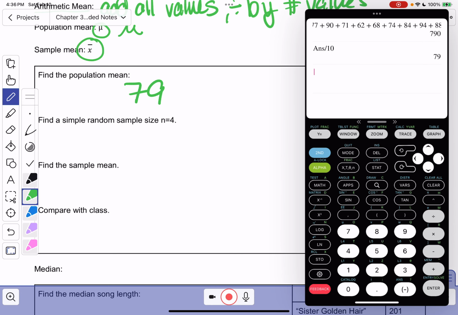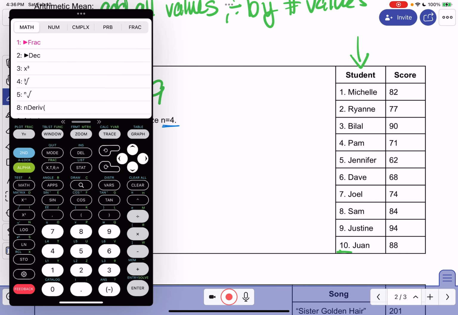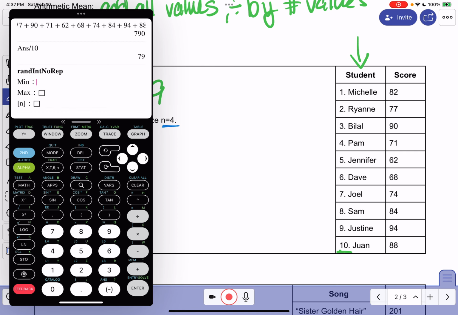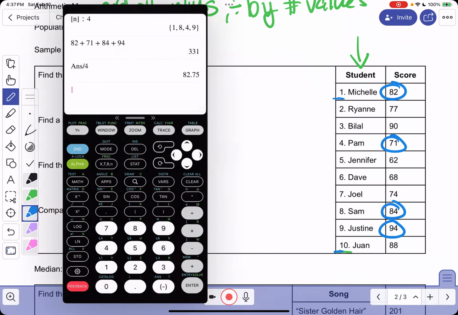Now let's find a simple random sample of size 4. If you remember on the calculator, we would do math, arrow over to probability, pick our random integer. If you keep going to 8, you get the no repeat. Our minimum is number 1, our max is number 10, and we wanted 4 of them. So 1, 8, 4, and 9 is what this is having us pick for the sample. So 82 plus 71 plus 84 plus 94 is 331. Divided by 4 is 82.75.